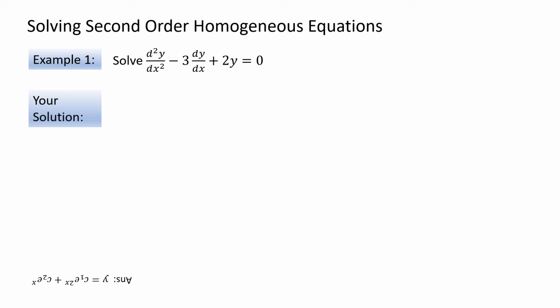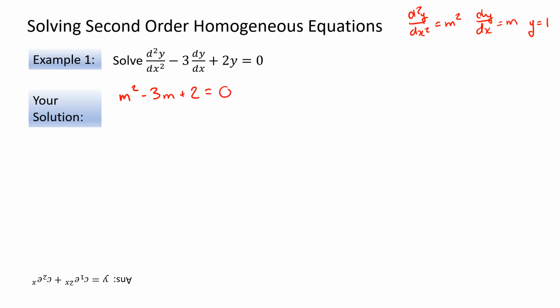Our second step is that we now have to replace the d squared y by dx squared with m squared and the dy by dx term with m. And our y term, you can consider it, all we're doing is replacing it with 1. I usually just omit it because then it just becomes a constant, but you can think of it either way. So replacing those, we get m squared minus 3 times m plus 2 is equal to 0.